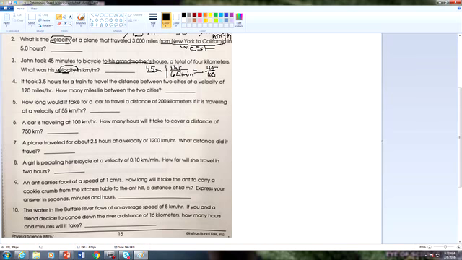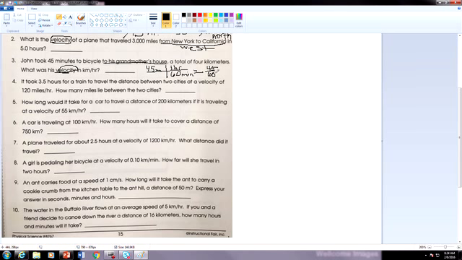You set up 1 hour over 60 minutes. You do 45 times an hour, 45, and across the bottom is 60. 45 divided by 60 will give you your hours, and then you set up your kilometers, which is 4 kilometers over whatever you got here as your hours. Go ahead and hit pause and finish that.